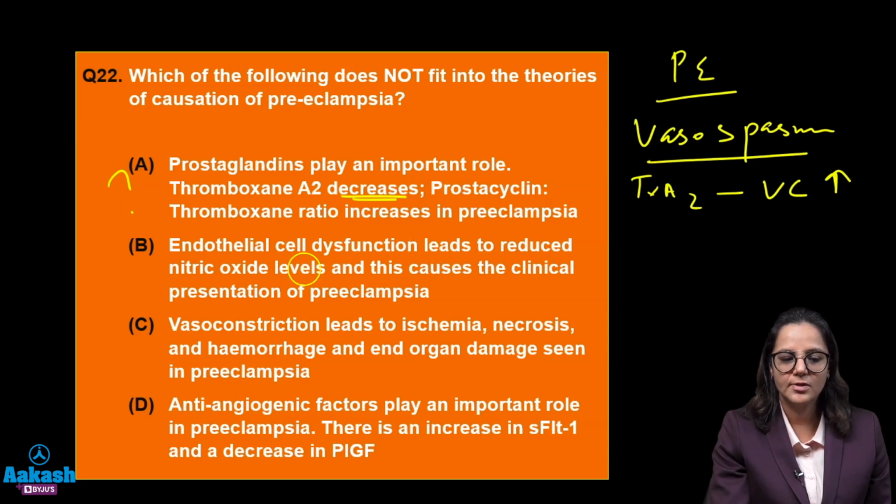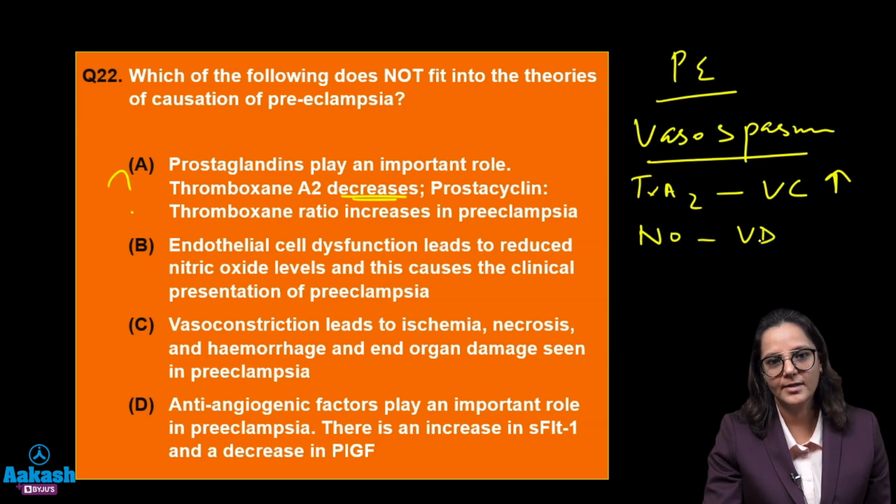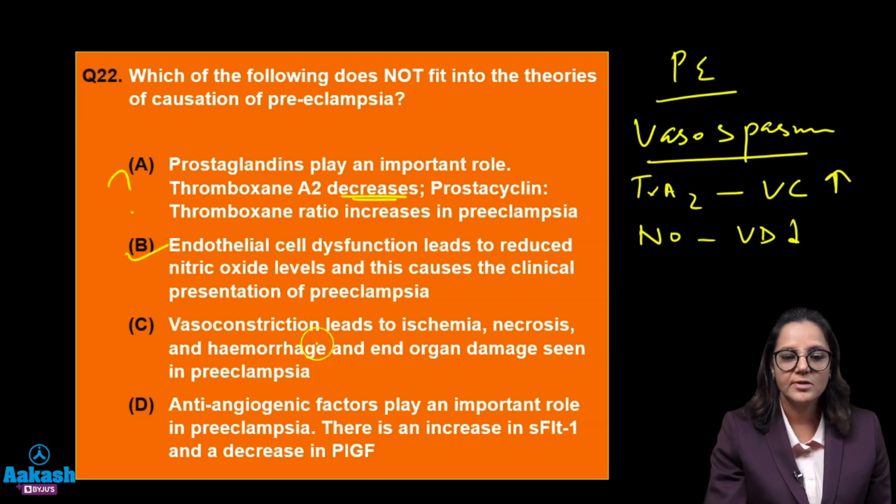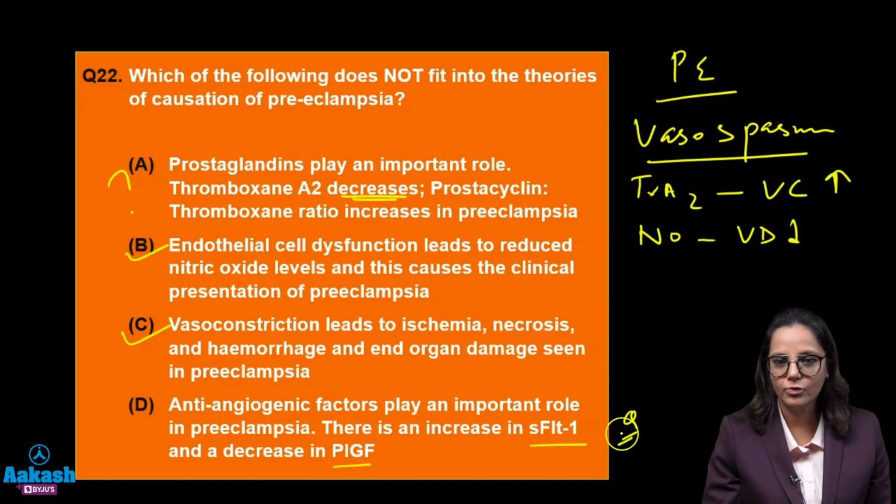Endothelial cell dysfunction leads to reduced nitric oxide level and it causes preeclampsia. Well, nitric oxide is what? A vasodilator. So the level is reducing. Yes, the level can reduce in preeclampsia. It seems right. Vasoconstriction can lead to ischemia, necrosis, hemorrhage, end organ damage. Yes, end organ damage is seen in preeclampsia and can lead to ischemia. This also seems fine. Anti-angiogenic factors play an important role. There can be increase in SFLT1 and PGF, decrease in PGF. Well, these are again few fancy names. I have doubt about these. I don't know whether what increases or what decreases. But I'm very sure that thromboxane A2 should be increasing, right? Because it's a vasoconstrictor. So my guess will be option number A.